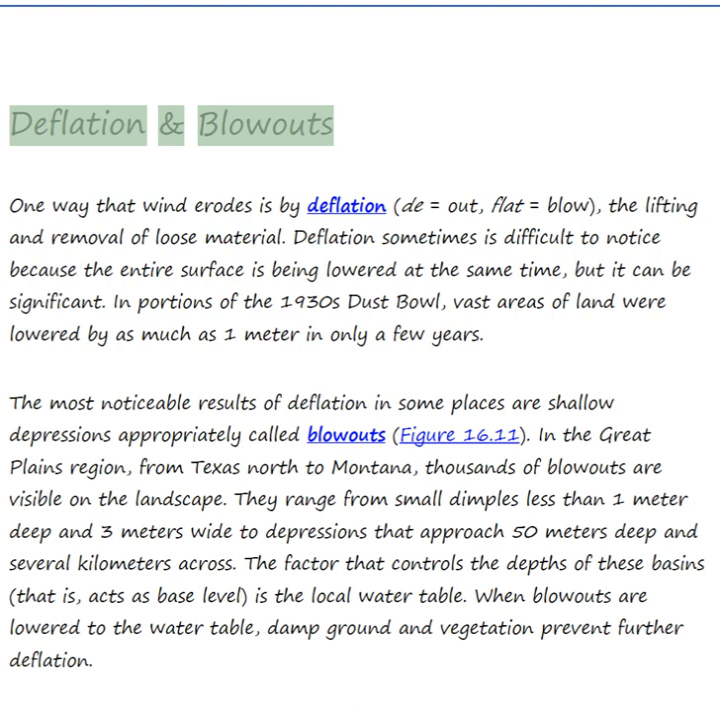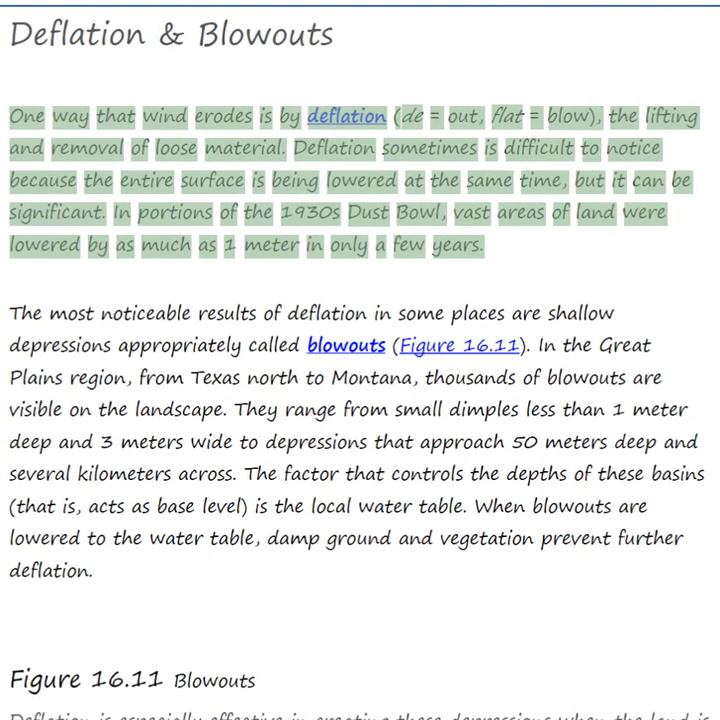Deflation and blowouts. One way that wind erodes is by deflation, the lifting and removal of loose material. Deflation sometimes is difficult to notice because the entire surface is being lowered at the same time, but it can be significant. In portions of the 1930s Dust Bowl, vast areas of land were lowered by as much as 1 meter in only a few years.